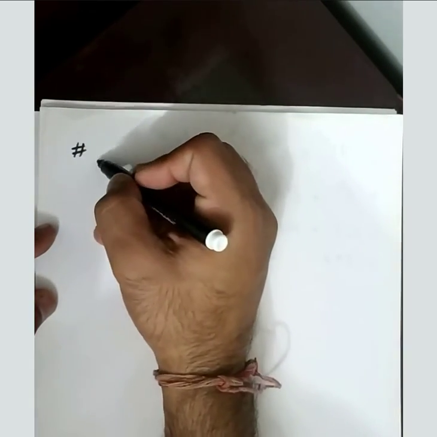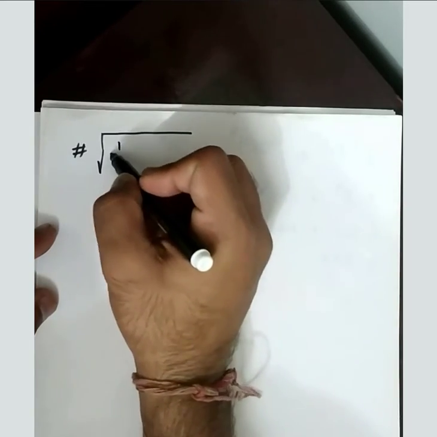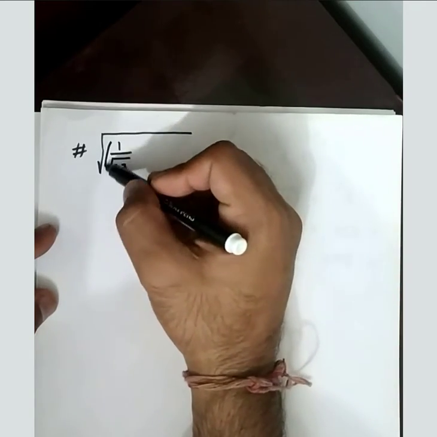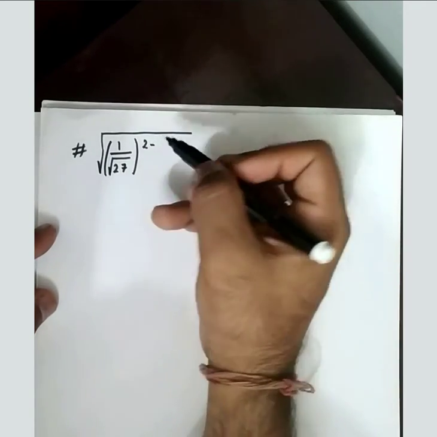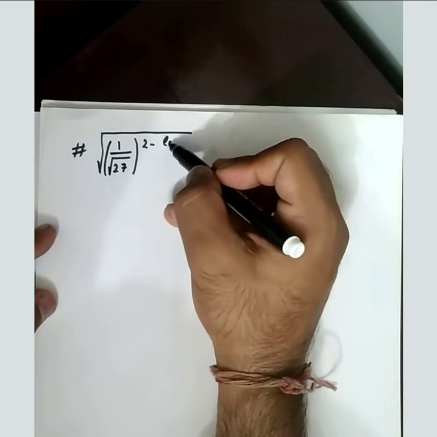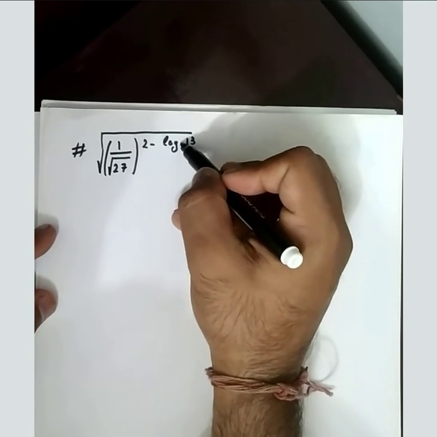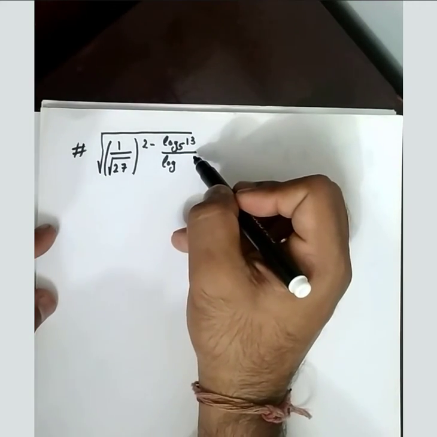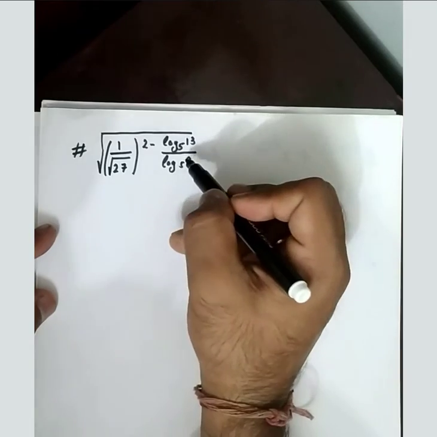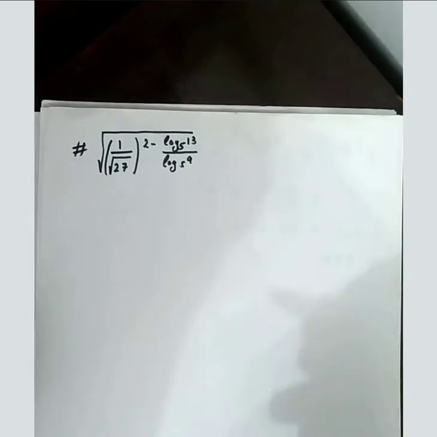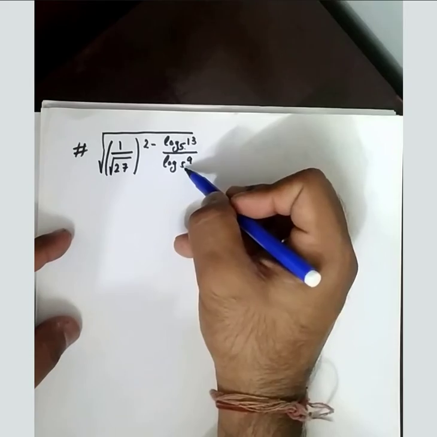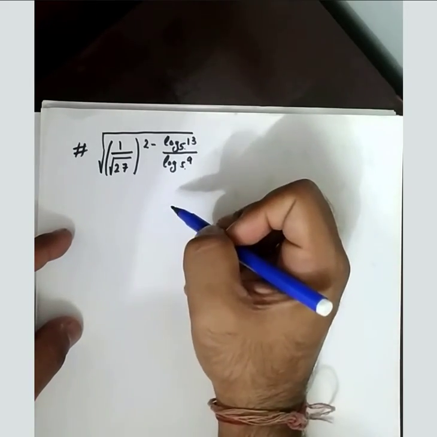Question number 5. It says 1 by root of 27 whole to the power 2 minus log 13 base 5 upon log 9 base 5. Now guys, the game is quite simple, but only if you understand it. मेरे अप्रोचेस क्या होने चाहिए? ये 5 और ये 5 सेम है, बेस चेंज थ्योरम आसानी से लग जाएगी.